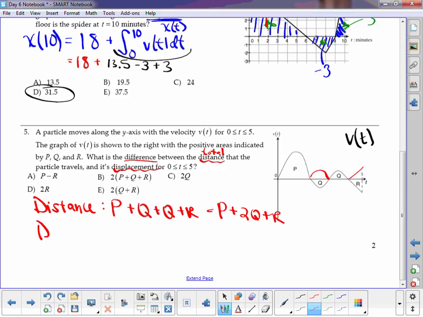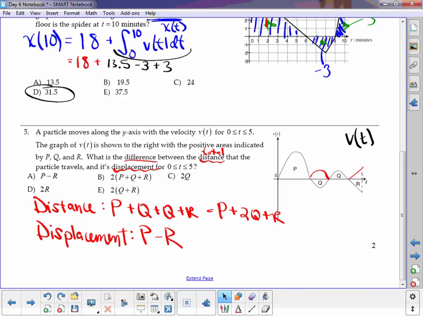So then my displacement. Displacement takes into consideration those negatives. What would my displacement be? P minus Q plus Q, so let's cancel out. And that R is negative. Are we good there? Okay. I want you guys to pick your answer based on that. Let's see if you can catch it.